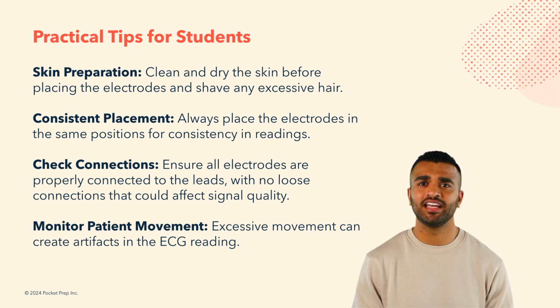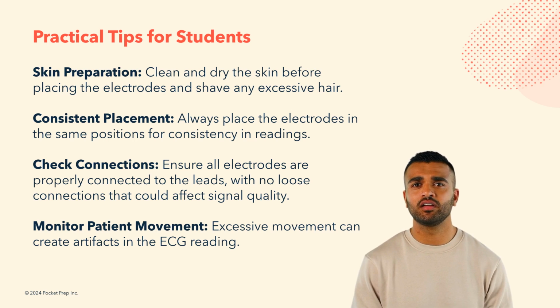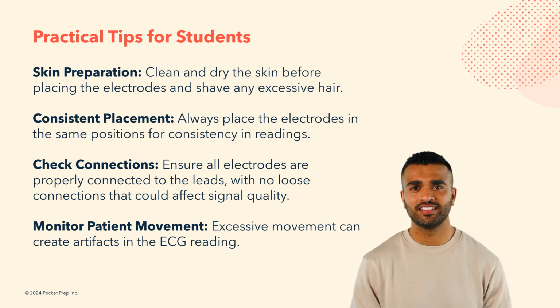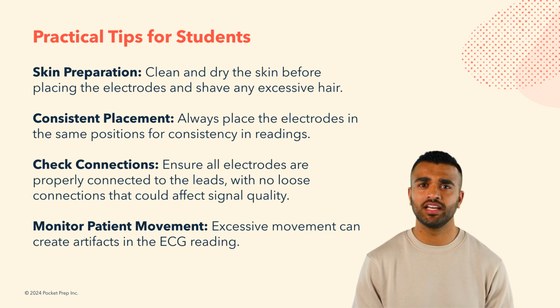Clean and dry the skin before placing the electrodes. Shave any excessive hair and use alcohol wipes to enhance electrode adhesion and signal quality. Always place the electrodes in the same positions for consistency in readings, which is crucial for monitoring changes over time. Ensure all electrodes are properly connected to the leads, with no loose connections that could affect signal quality. Excessive movement can create artifacts in the ECG reading. Encourage the patient to remain still during the procedure for the most accurate results. By following these guidelines and using the mnemonics, you can efficiently and accurately place ECG electrodes, leading to better patient care and more reliable ECG interpretations.